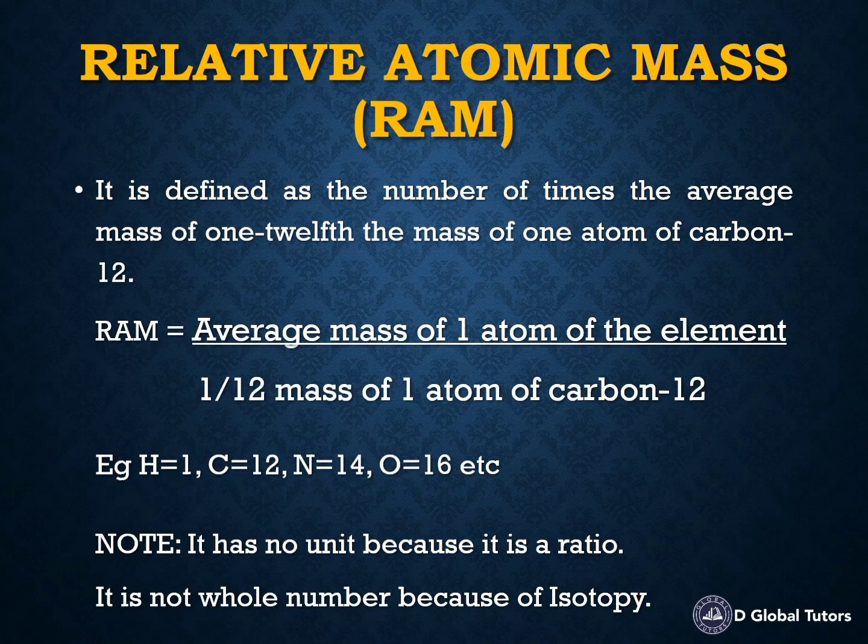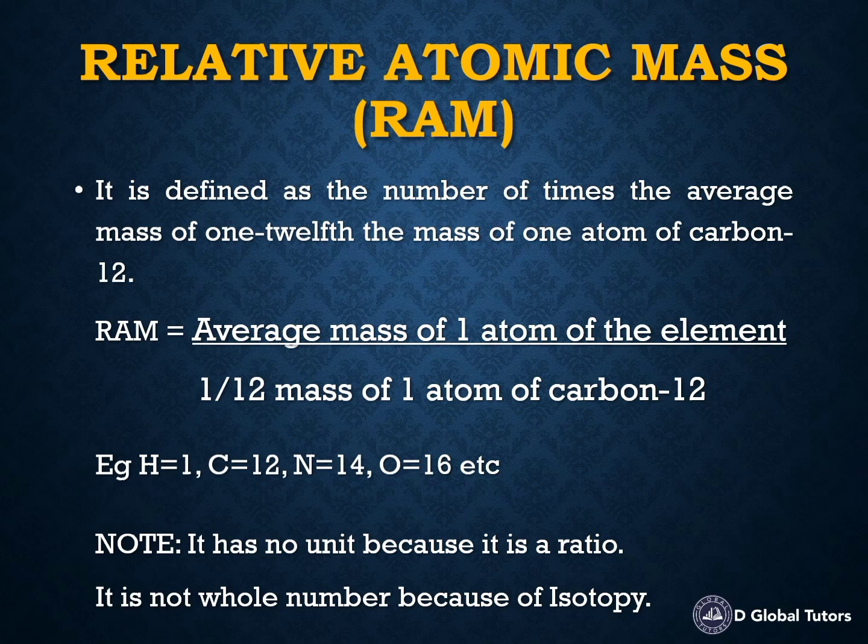The first thing that you need to know is what we call relative atomic mass, which we normally use an acronym for, RAM, R-A-M, meaning relative atomic mass. What is relative atomic mass? Relative atomic mass is defined as the number of times the average mass of an atom is heavier than 1/12 the mass of one atom of carbon-12 isotope. Now that is English.